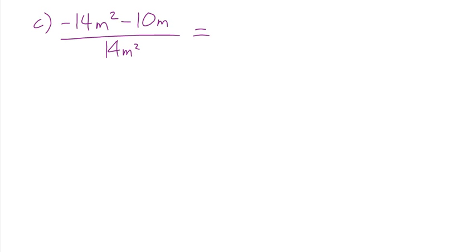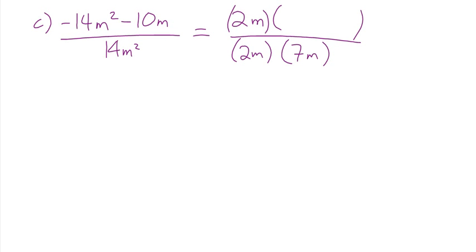So you're asking yourself, number-wise, what number goes into 14, 10, and 14? 2. And letter-wise, what's the smallest power? So 2m is it, right? Now, you might want to take a negative 2m out. It depends. Let's just do 2m. Always got to state restrictions, right? Cancel common factors.